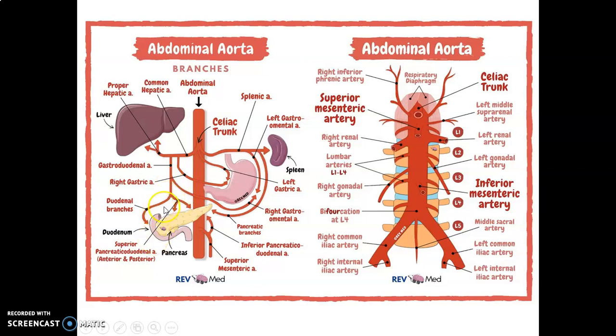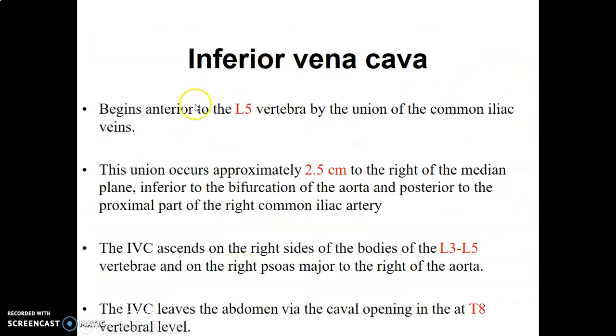Inferior vena cava. Okay, this usually begins anterior to the L5 vertebra. What forms inferior vena cava? The union of right and left common iliac veins anterior to the L5 vertebra. This union occurs 2.5 centimeters to the right of the median plane.